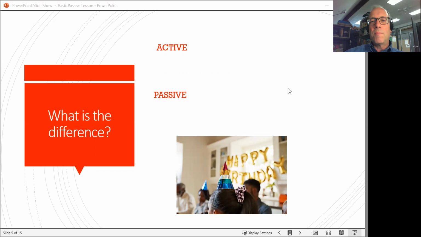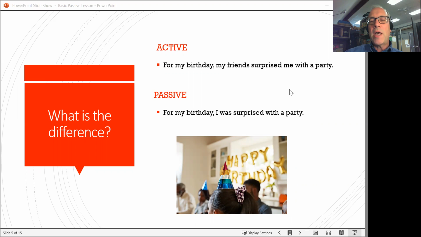Let's look at another one. For my birthday, my friend surprised me with a party. In this active sentence, I want to mention my friends. So I say, my friend surprised me with a party. But in a passive sentence, notice that I don't mention who did it. I don't mention my friends. For my birthday, I was surprised with a party. I don't know who did it. Maybe my friends did it. Maybe my family. It's not mentioned in the passive.